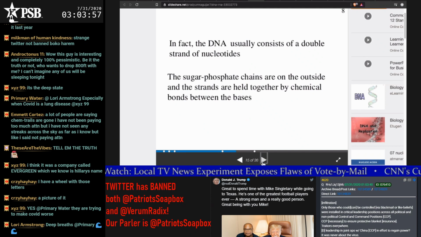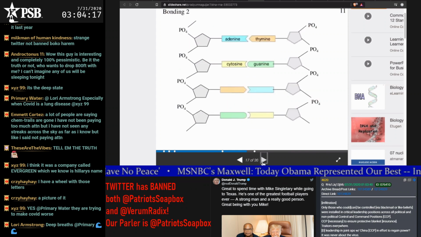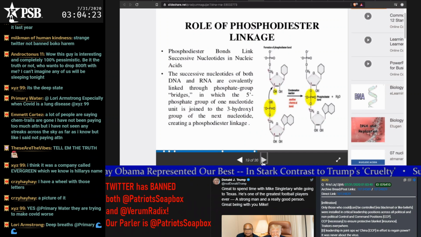DNA usually consists of double-stranded nucleotides. Sugar phosphate chains are on the outside, and the strands are held together by chemical bonds between the bases. So we're looking at just the general construction of DNA, flattened out. Notice the phosphate groups. This is going to be important in a minute. Different types of bonding, pairing up, the role of phosphate linkage.